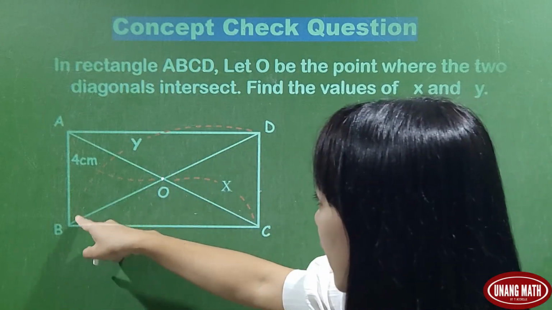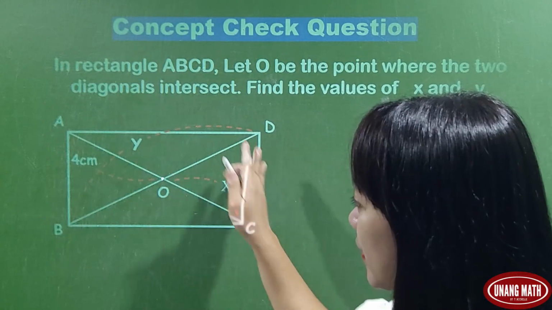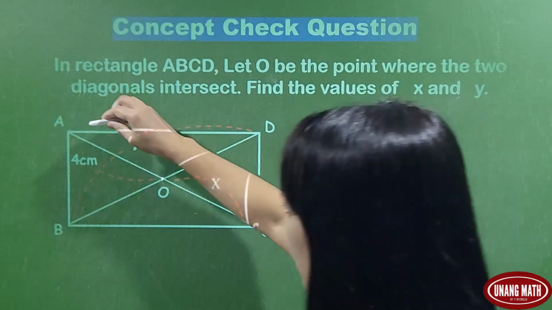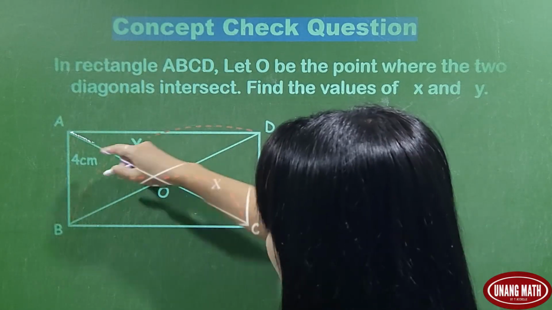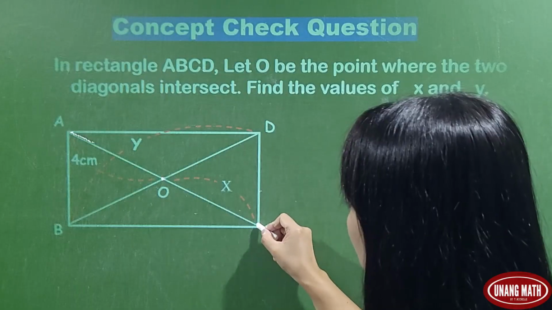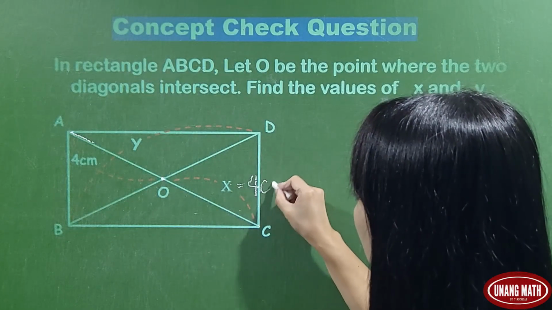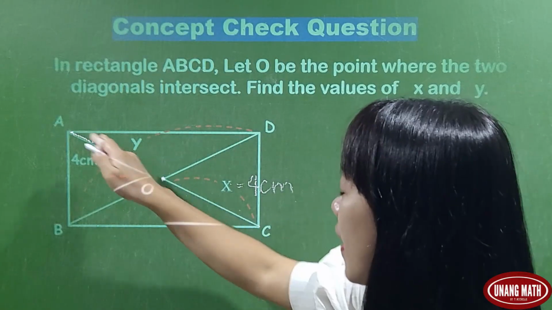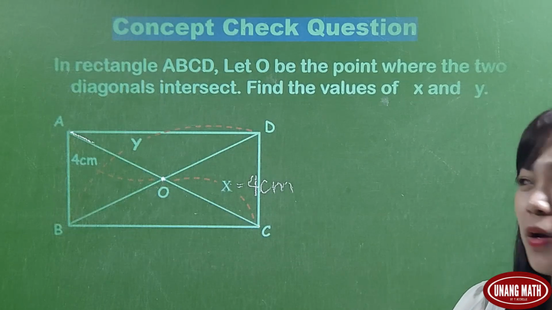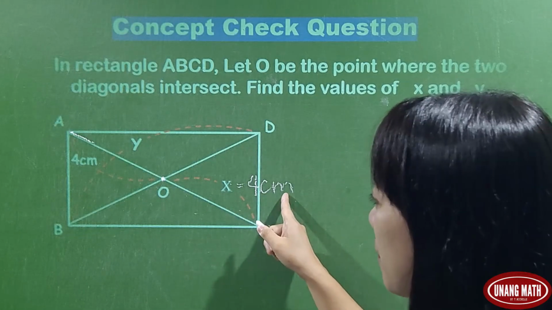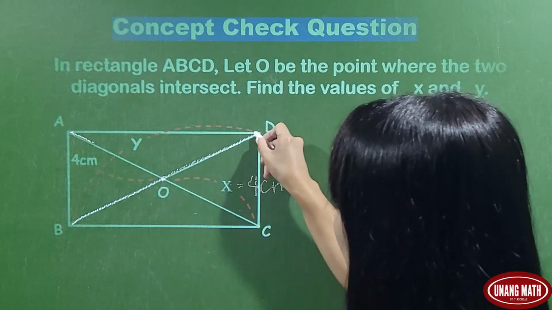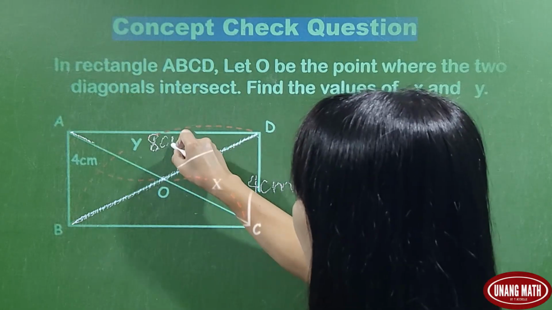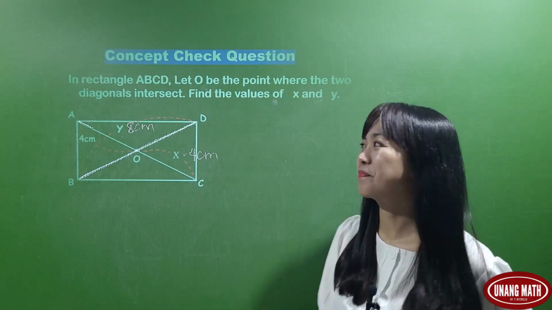Since this is a rectangle, that means the two diagonals are of equal length. So if from here to this point is 4 centimeters, that means from here to this point is also 4 centimeters, because this point O bisects these diagonals into equal lengths. So X is also 4 centimeters. So this length is 4 plus 4, so Y is 8 centimeters.